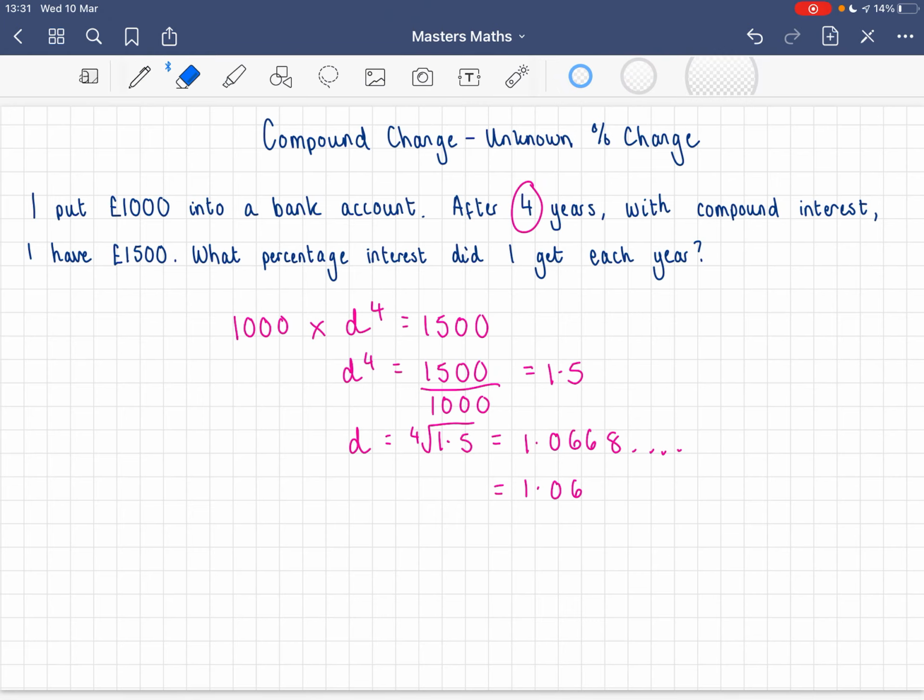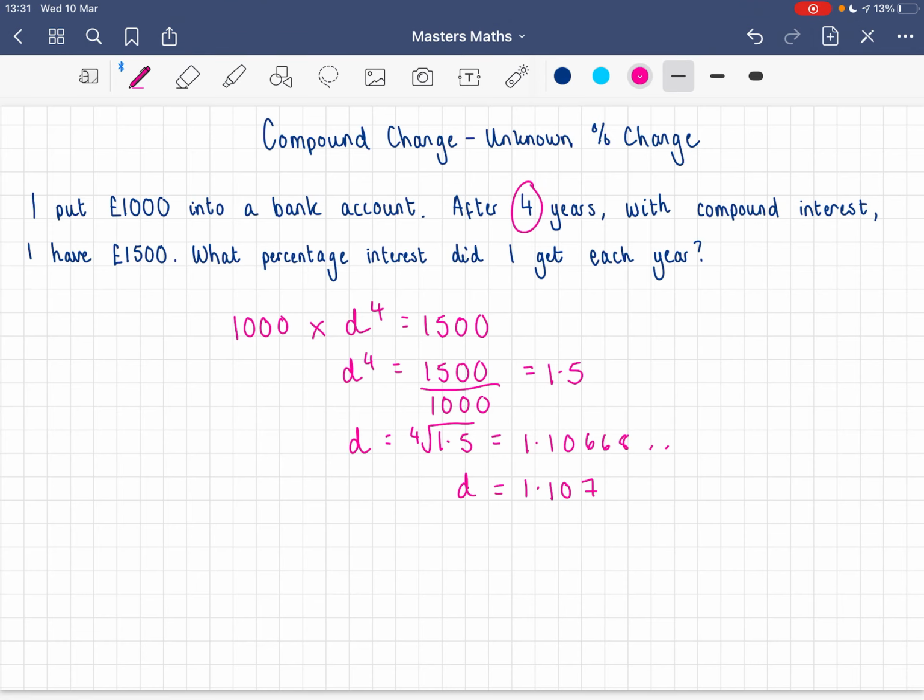I've missed a number here. I've missed a 1. Sorry, it's 1.10668. So when I round it to 3 decimal places, it gives me 1.107. Now, that's the decimal multiplier, but it's not the percentage.